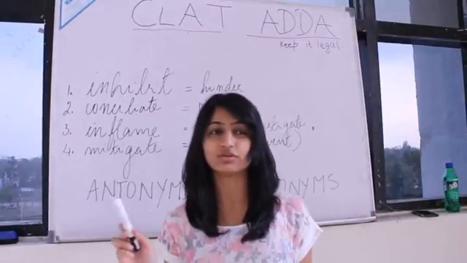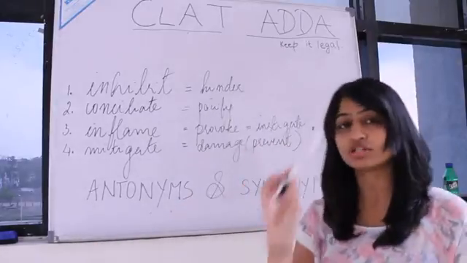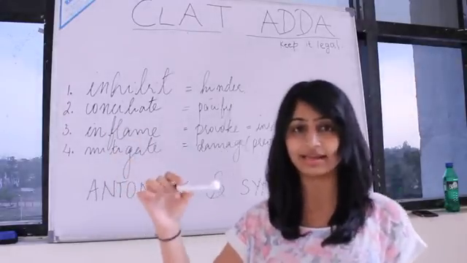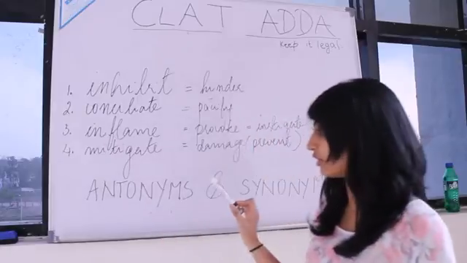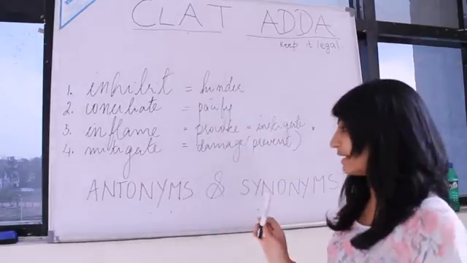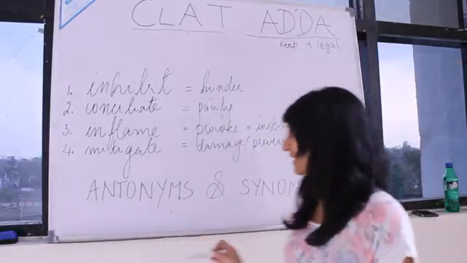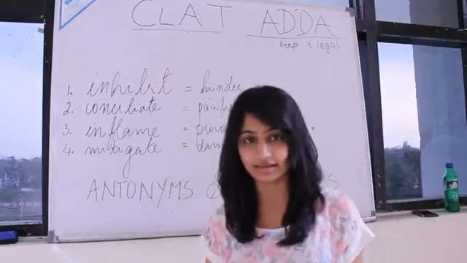Now I'm going to go about antonyms and synonyms. Now you will most probably get a passage from which you have to read and comprehend, and from the passage you will get at least 5 or 6 marks of antonyms and synonyms. Now antonyms are the opposites in plain words, and synonyms are words that have the similar meaning.